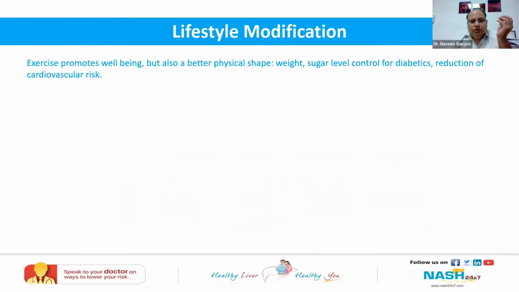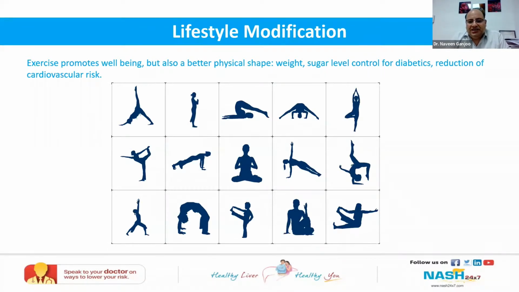So exercise promotes well-being, but also a better physique, weight, sugar level, control of diabetes, and also control of cardiovascular risk. So diabetes, cardiovascular risk, NAFLD, NASH are all now taken as metabolic parameters of the body, which is called metabolic syndrome. Now, NAFLD also might get a new name in the near future: metabolic associated liver disease. When this happens, it is because the metabolism, the body is not right and whatever you're eating is not okay, then these things can happen. So, of course, all these exercises, what people do, all of this matters and it counts.